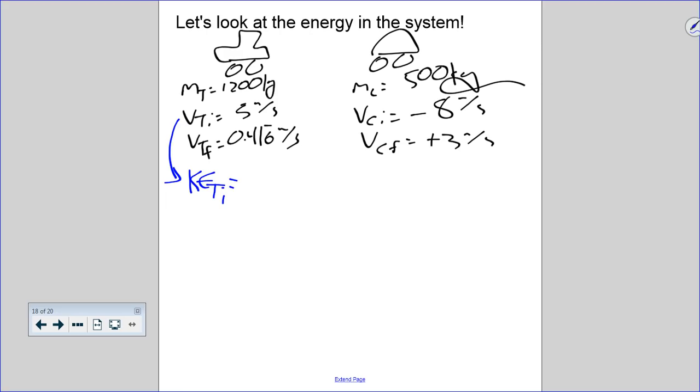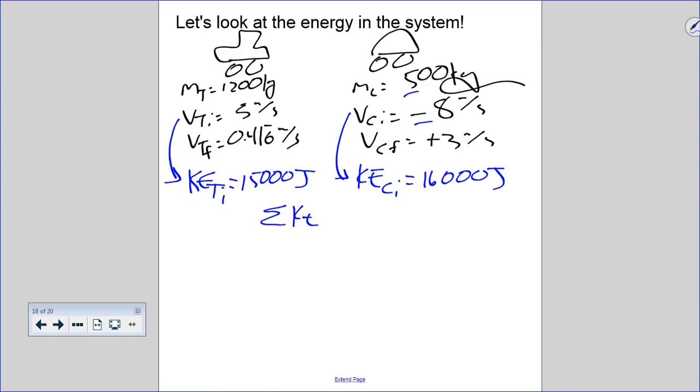Okay, so if you do half of mass times velocity squared for the truck, with this initial velocity of 5, you get a total kinetic energy initially of 15,000 joules for the truck, and the kinetic energy of the car initially, similar by doing half your mass times your velocity squared, that gives you 16,000 joules, which means that our total kinetic energy before this collision is what, 31,000 joules, right?